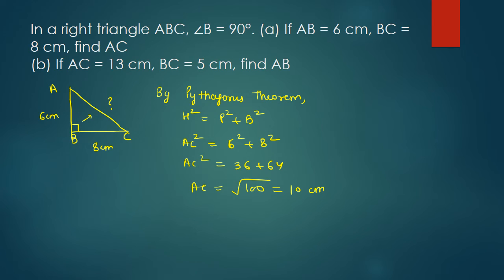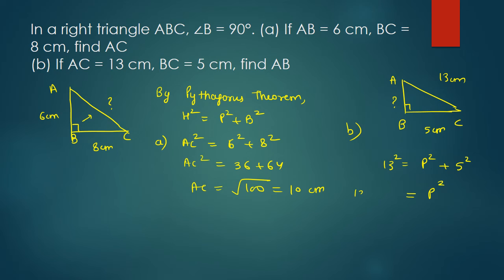This is the A part. Now for the B part, again the same triangle, but AC is given and BC is given. We have to find out AB. Hypotenuse is given, perpendicular not given, base given. So perpendicular square will be 13 square minus 5 square. 169 minus 25, that is 144. If you take the square root of 144, it is 12. At least you should know the squares and their roots up till 20. Okay, this is how you can do it. Let's move on to the next topic.